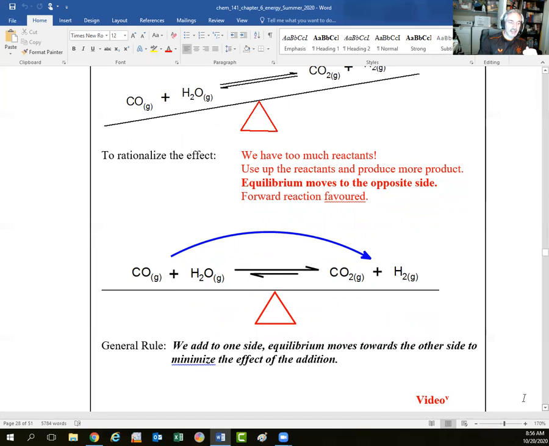Now in this instance, moving away from the carbon monoxide means moving from left to right. So we can say that equilibrium moves to the right, and we can say that the forward reaction is favoured. That's the job of the forward reaction, using up these chemicals and producing these chemicals on the right. We can also understand this from collision theory. We add more carbon monoxide, there's going to be more collisions with molecules of water. And so the rate of the forward reaction increases, and that causes a shift to the right.